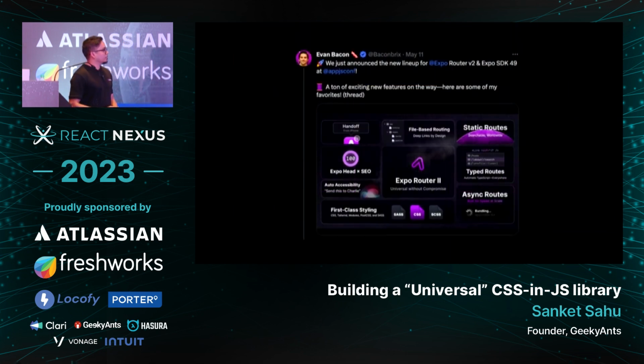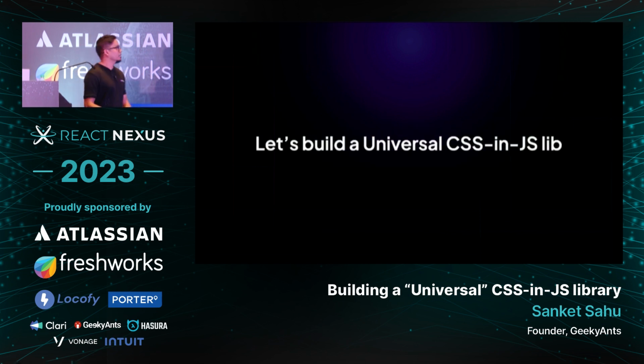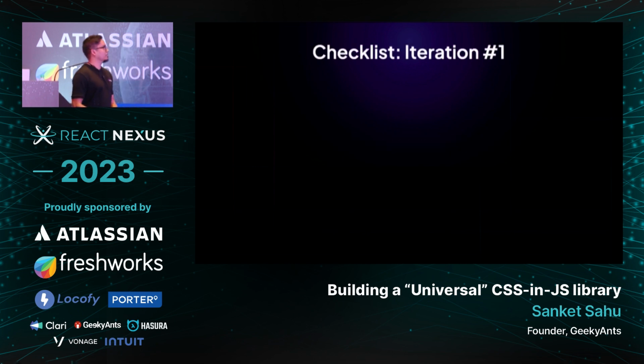Great. But I've seen some tweets from Evan. He says that there's first-class styling coming to Expo 49, which I'm not sure is available across web and mobile, or is it just for web? Because they have this coming for the Metro bundler. Great. But that will eventually compile to JS, because React Native only understands JS. So let's build our universal CSS-in-JS library.